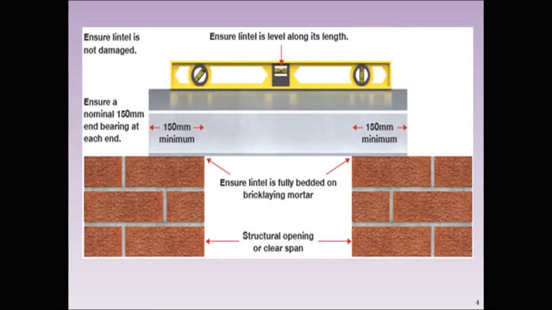This is another diagram which is showing the bearings. In the last slides we have discussed that bearing should be kept nearly 150 mm. So here it is shown that this is a steel lintel which is placed on this opening. This is the structural opening with clear span. So it is embedded in the masonry up to a length of 150 mm. So we have to ensure that the lintel should be level along its length and should not be damaged.